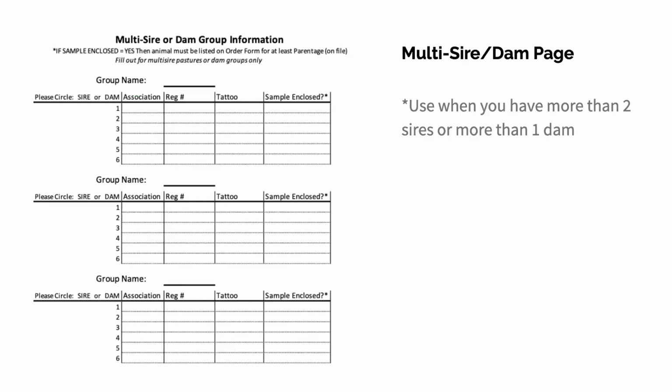If you're submitting a sample on one of those animals in your bull group, let's say maybe bull 102 doesn't have DNA on file, but you're submitting it with the samples, please make sure you're still filling out the order form for him on that first page. And then in the sample enclosed section, please write yes, so we know that he is within the DNA job, so that way we manually go back and compare those for you.